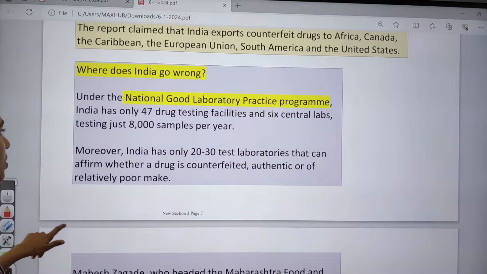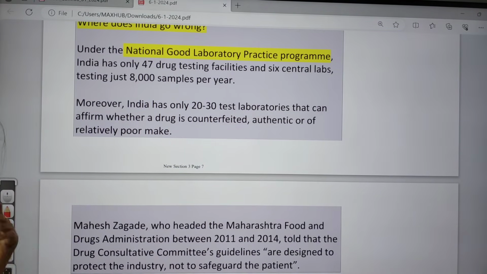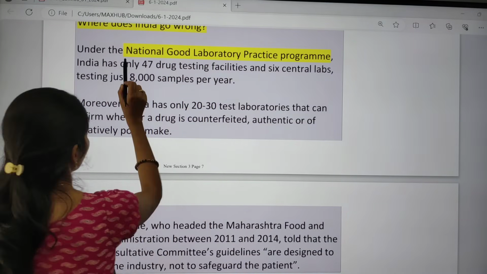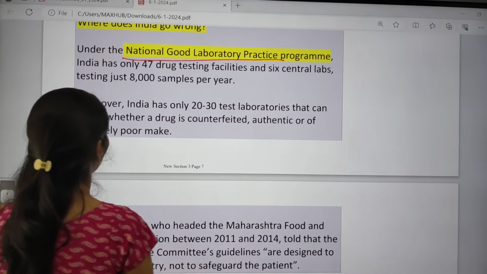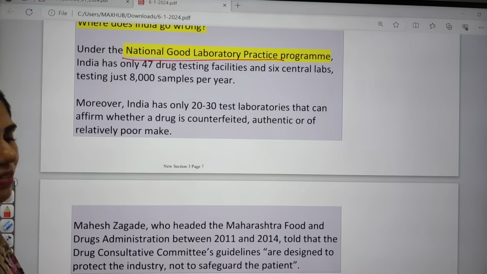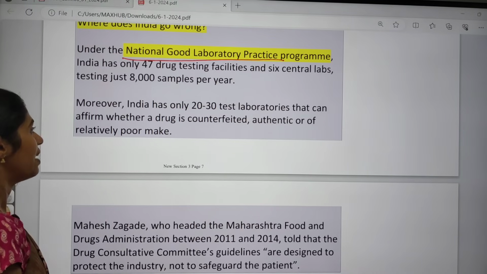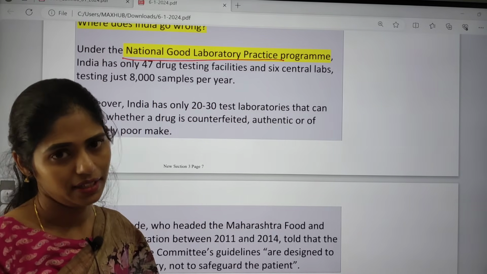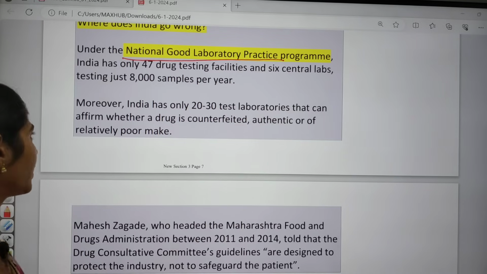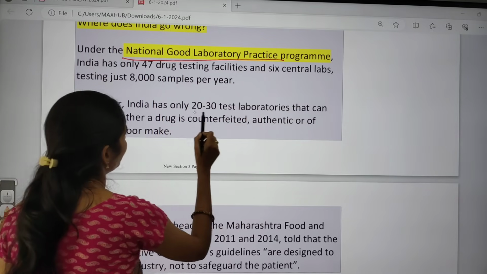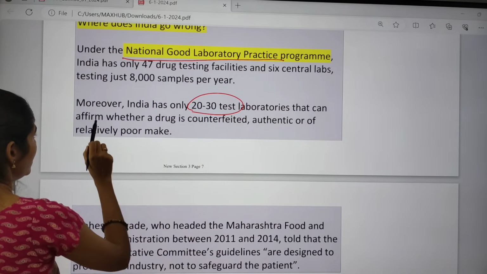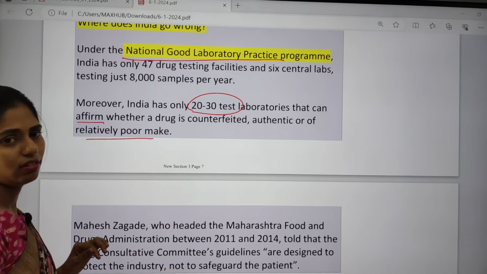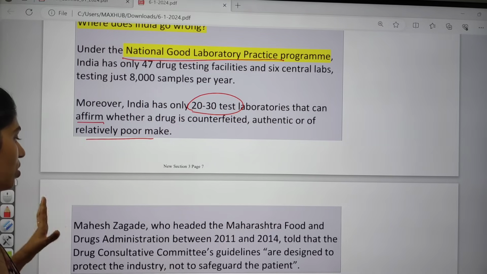And where is India going wrong? What are the issues we are facing? Where exactly are we losing? In India, we have the National Good Laboratory Practice Program, and we have only 47 drug testing facilities and 6 central labs. They test just 8,000 samples per year. So this is one backlog. Moreover, India has only 20 to 30 laboratory tests that can affirm whether a drug is counterfeit, authentic, or relatively poor make. So this is also one issue.